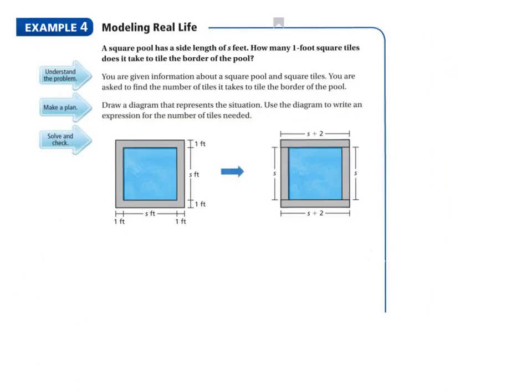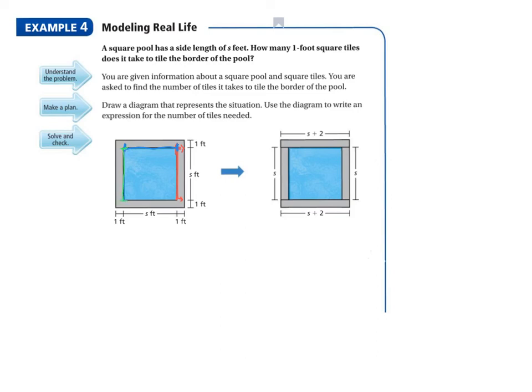Okay, now, this is kind of modeling real life. A square pool has a length of s feet. Okay, so this length here is s feet. And as you can see, they kind of stick it out to here and to here to show where the s is. Okay, so that's s, and then from here to here is s. From here to here is s.